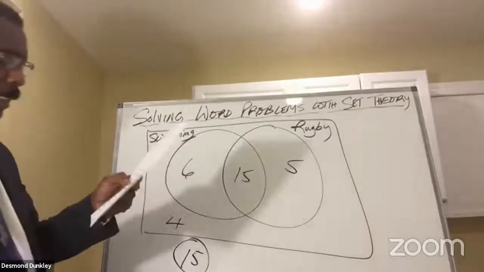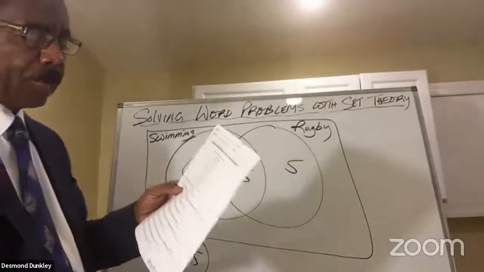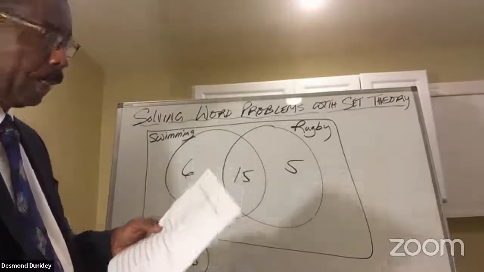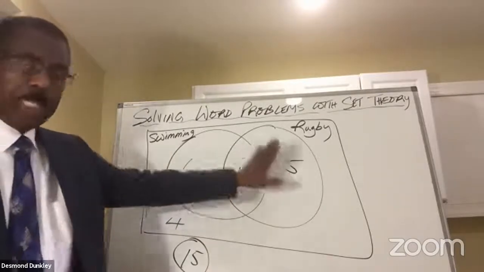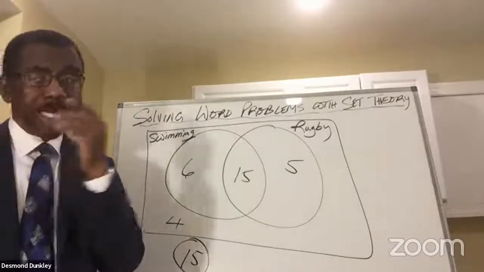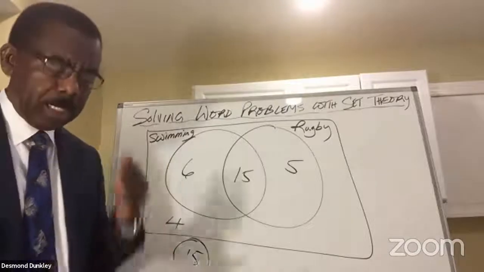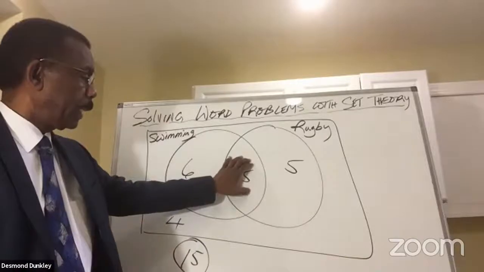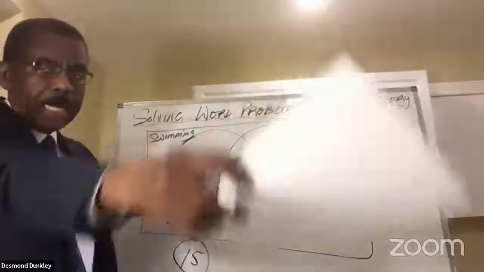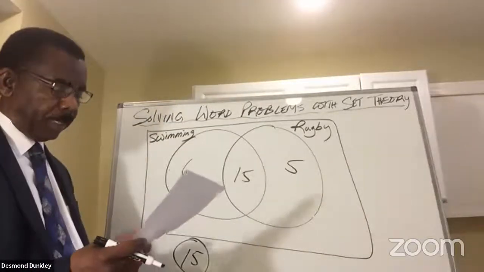Again, the question says, how many students do not like both rugby and swimming? So they like both rugby and swimming. So everything else would fall into the category that we're looking for. They do not like both rugby and swimming. Rugby and swimming here, so everything else would fall into that space.